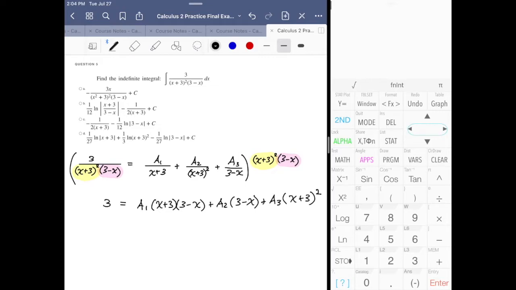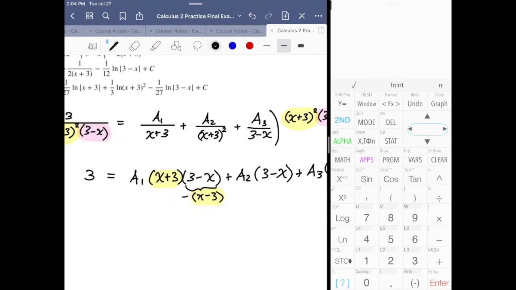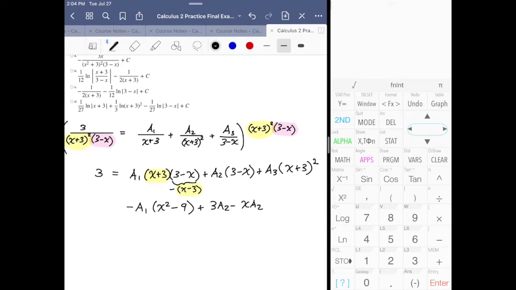So we can distribute now. Now I have cause to rewrite this. I'm going to write this as negative parentheses x minus 3. The reason why is because I can now very easily distribute those two. So I'm going to say negative a sub 1 times x squared minus 9, plus 3a sub 2 minus x a sub 2. The last one, we're just kind of stuck with it: x squared plus 6x plus 9.